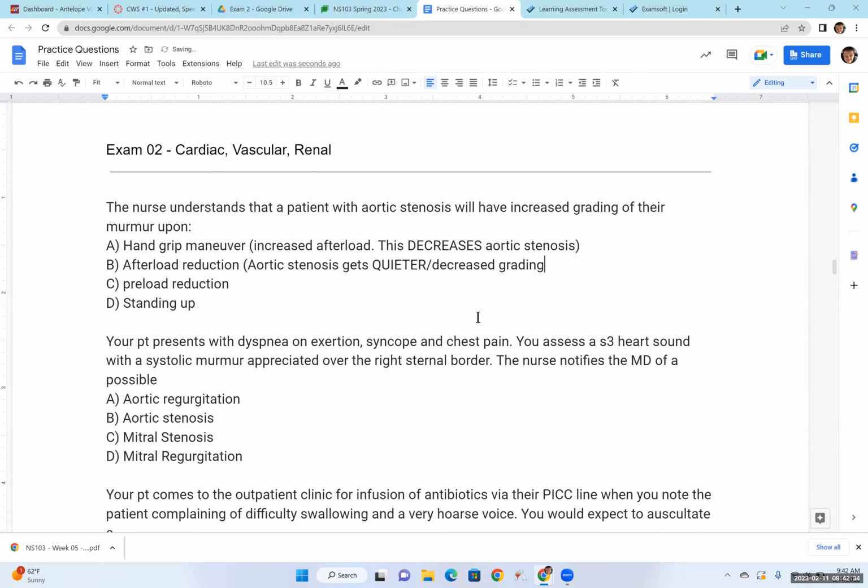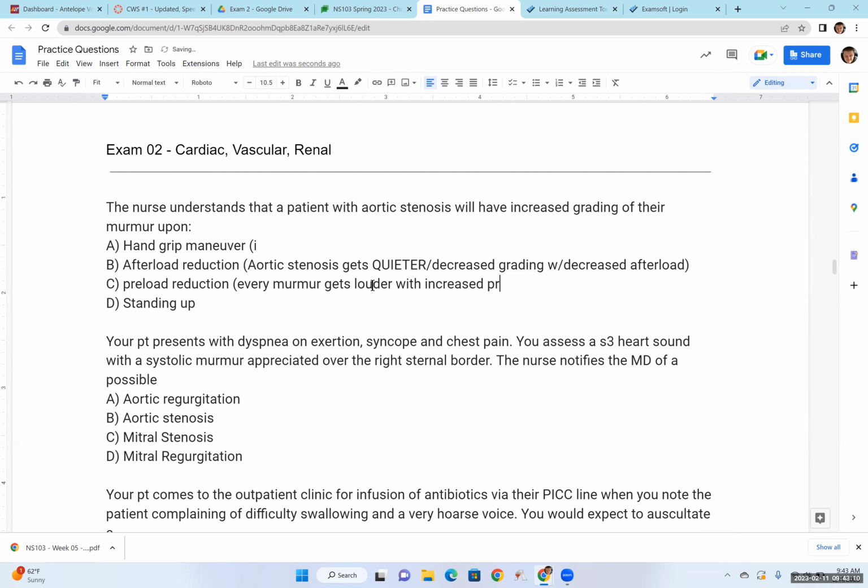With decreased afterload. I'm trying to say hand grip maneuver increases afterload. I think I got confused. So increased afterload will increase it, right? Let's come back to A. So I should stand back up, reduce my preload. All right. Anyways, we have preload reduction, right? So every murmur gets louder with more preload.